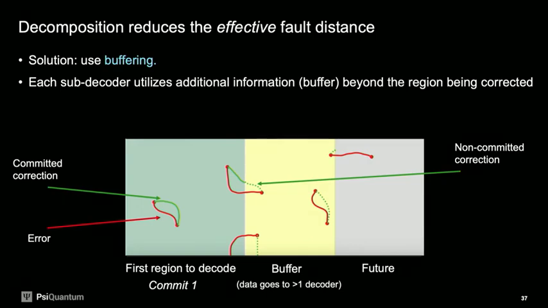So the decoder in this example is tasked with correcting this region on the left here. It also has access to this region in the middle here, but it won't return a correction for this. And then there's some other information that it doesn't have access to. In this example, you can think about it as returning a correction on the combined commit plus buffer region, but then just restricting the correction to the commit region. And then that buffer region can be revised later on. So that's buffering.